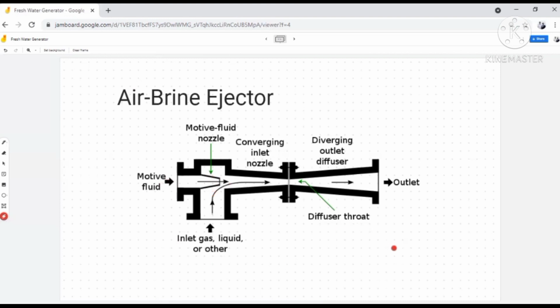So air from the freshwater shell that I have shown rushes to this chamber, and here the air mixes with the seawater, and this mixture is pumped through this diffuser. This whole block is a diffuser. This convergent divergent section is a diffuser, and here again the pressure is increased and the water is discharged overboard. That's the reason it is called an air brine ejector, because it not only ejects the brine, that means the seawater, it also ejects the air.